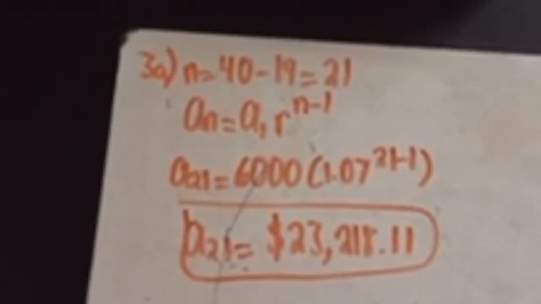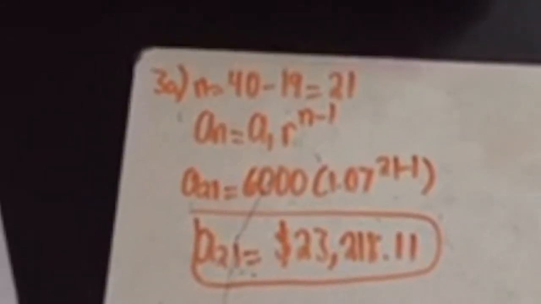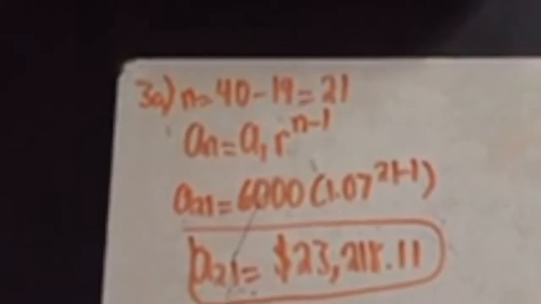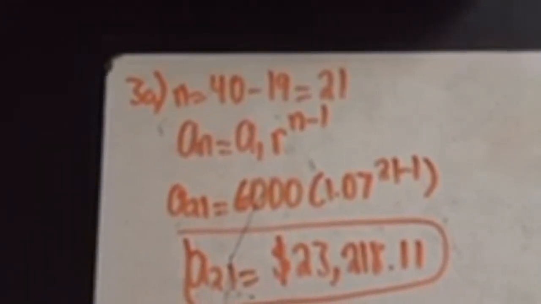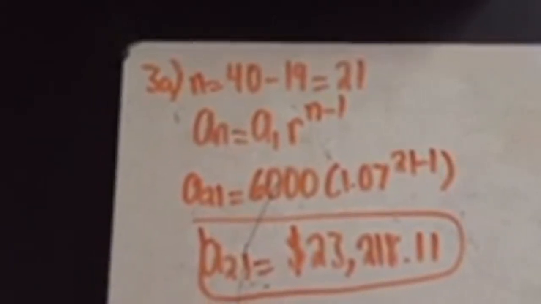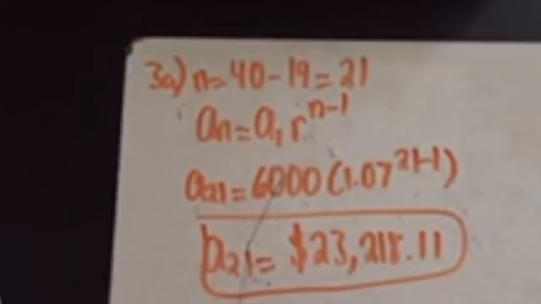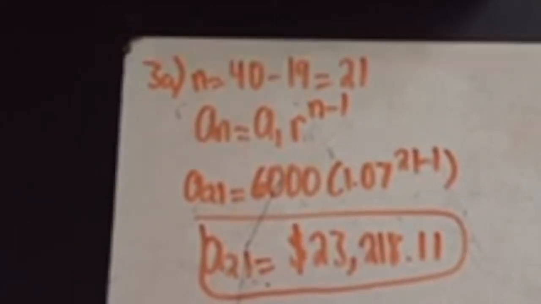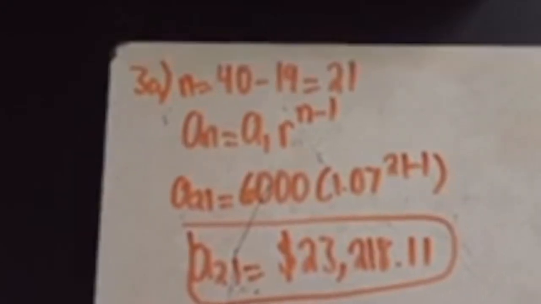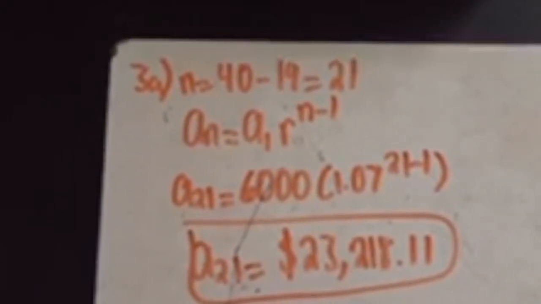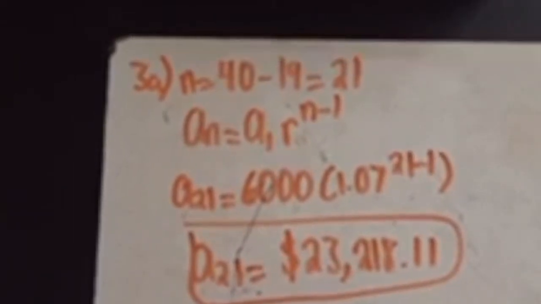So in order to find the number of terms, we take your 40th birthday, subtract your current birthday, which is your 19th, and you get 21. So in 21 years, how much money will you have? The formula for the geometric sequence is A_N, which is how much money you'll have in the amount of years. A1 is the first term, R is the common ratio, and N is the number of terms, and you subtract that by 1.